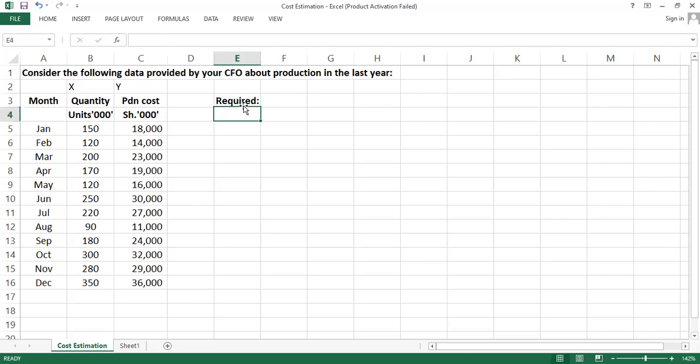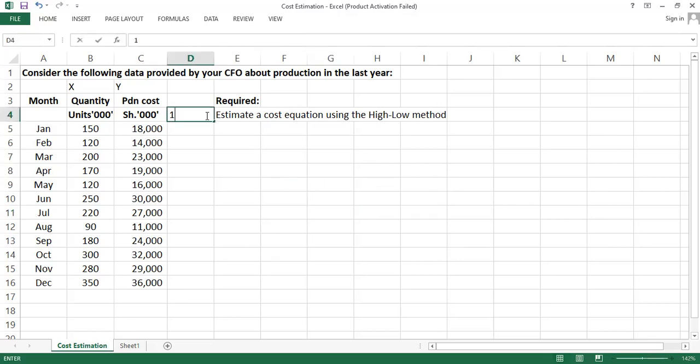Estimate the cost equation using the high-low method. So how does the high-low method work?